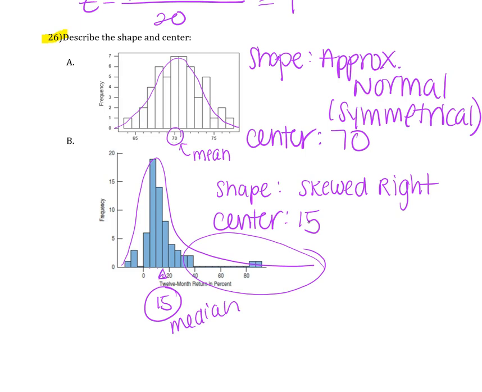Okay, so when you're describing a normal distribution, the best center to use is the mean, but if you're describing a skewed distribution, you're actually using the median to describe the best center of the data. And I think I did everything I said I was going to do.